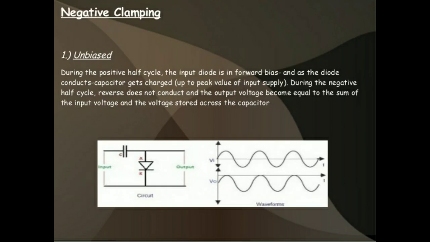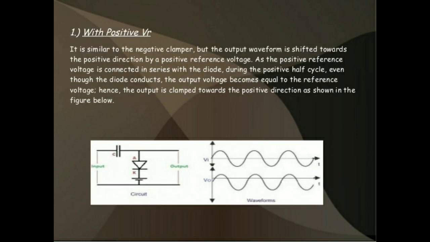Let us see the negative clamper. First of all, we are constructing the circuit diagram. For that we are taking the capacitor, diode, input signal and output. This is the input and this is the output. In the negative clamper, the output will be only below the reference level. This is the reference voltage, the reference level, but the output is only below it. So let us see the operation.